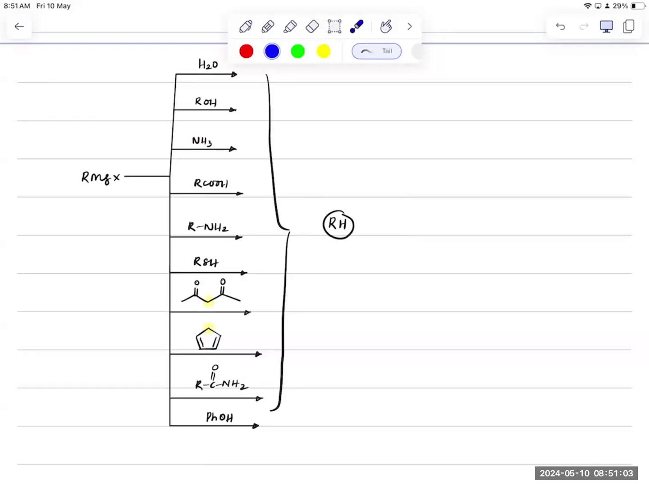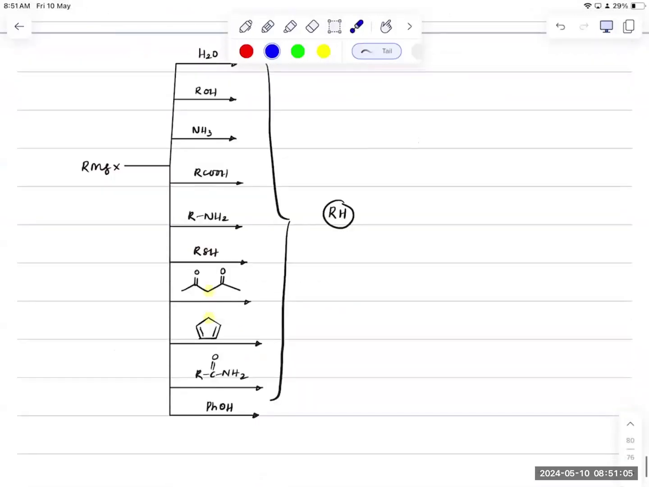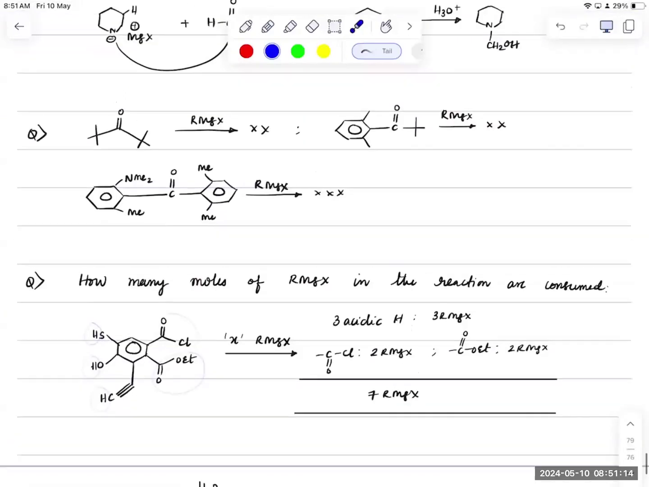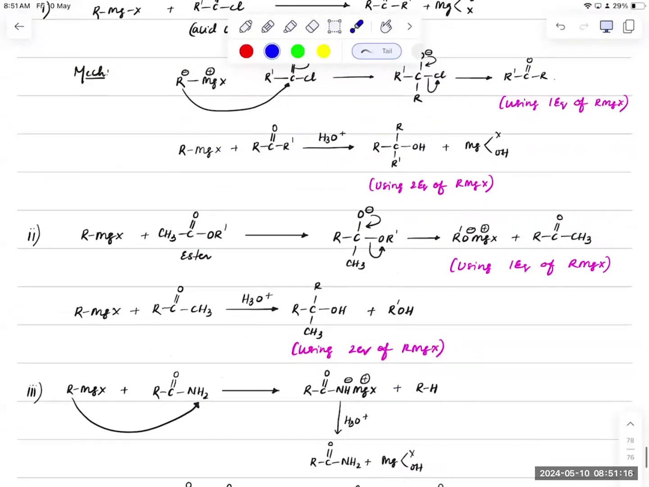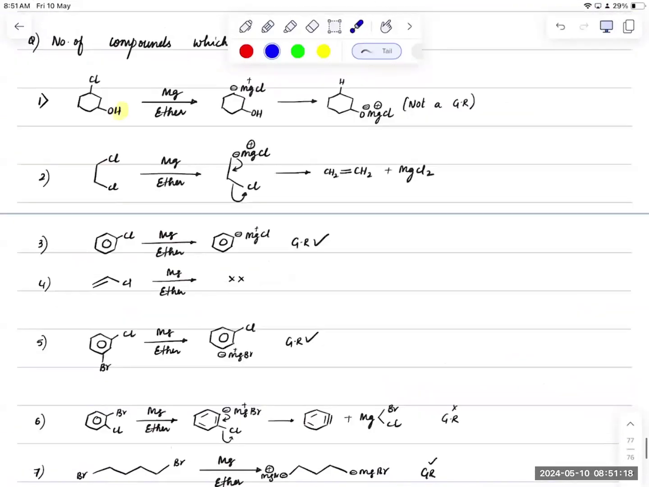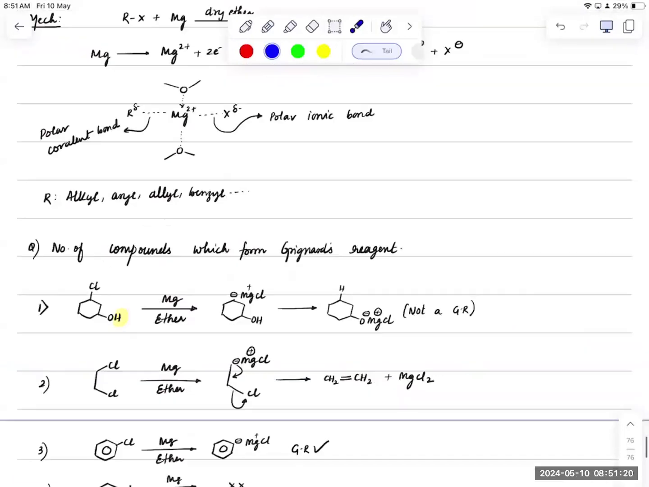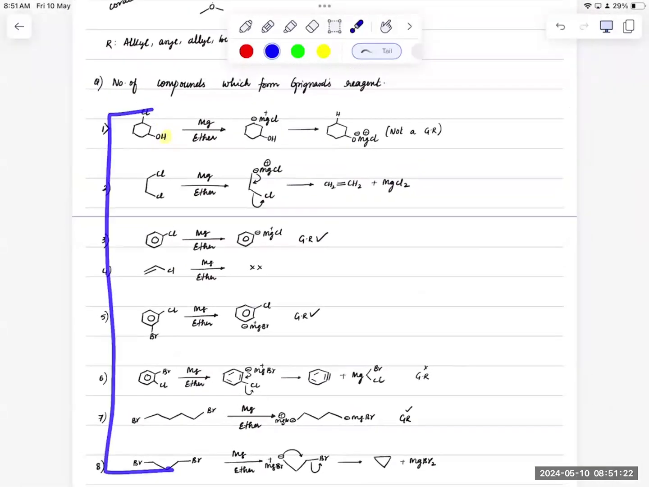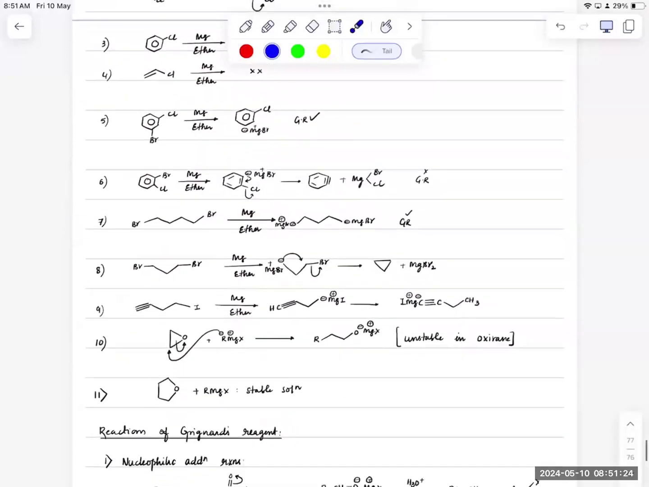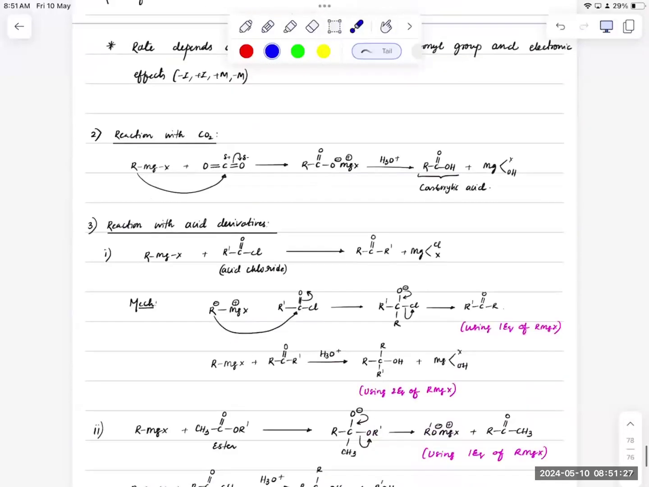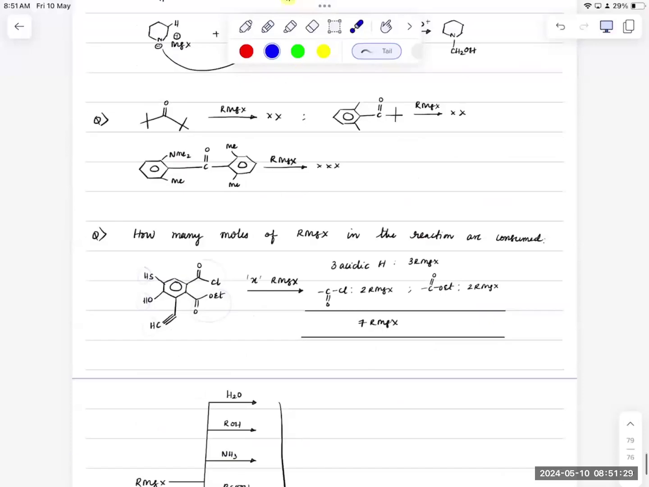As much as Grignard's reagent is concerned, this is how much you need to know from this topic. Whatever the questions, whatever the ideas which we need to learn, is majorly this one. That is, whether they will form Grignards or not. These cases are important. So learn whether the Grignard would happen or not with those cases.